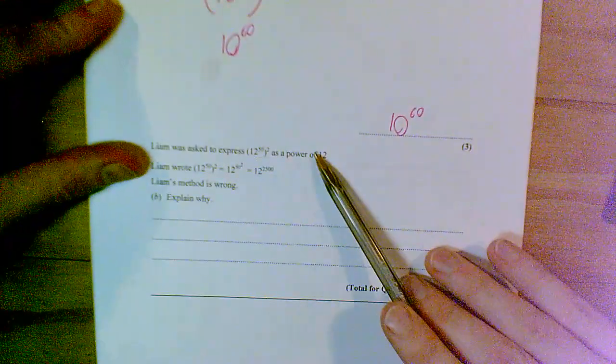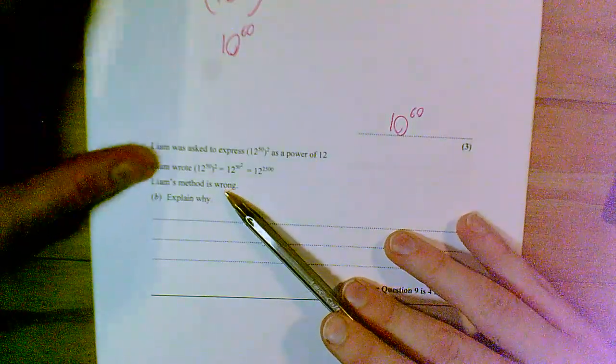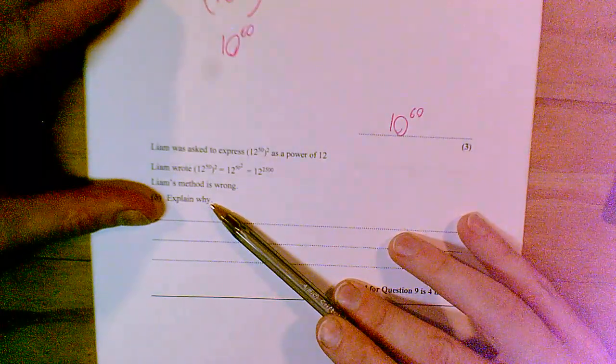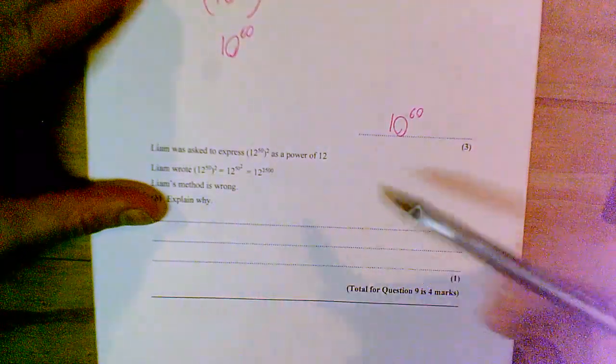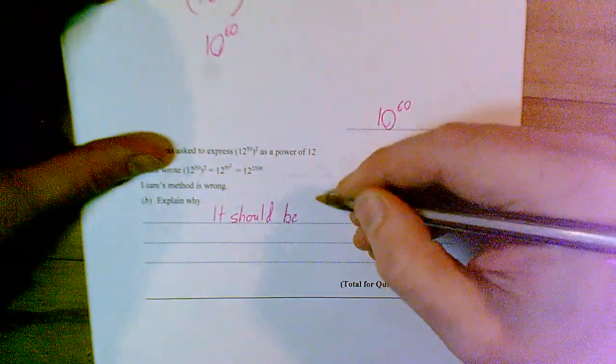So Liam's made a mistake, and it tells us that as well. Liam's method is wrong. Explain why. If something's wrong and you've got to explain why, just a correct counterexample would be good enough. I'd do something simple like it should be. I don't even need to write those 3 words, I don't think.